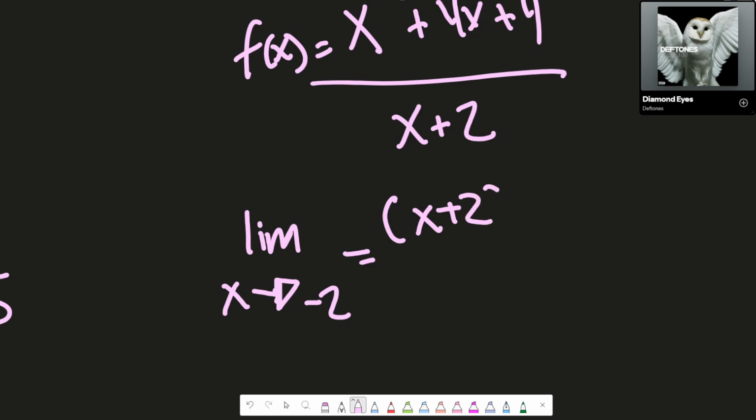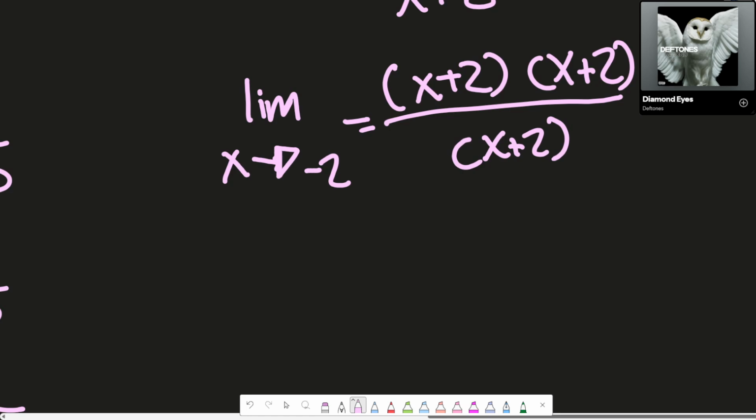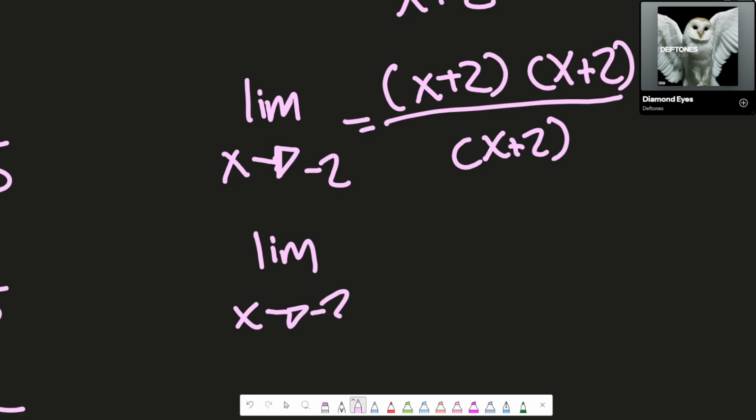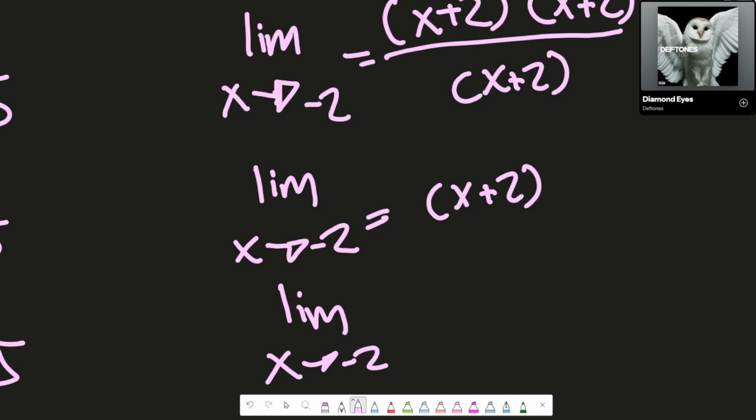And we do end up getting x plus 2 and x plus 2 at the top and x plus 2 in the bottom. This allows us to factor, and we're able to find a simplified equation, which is x plus 2. And the reason we ignore the hole in this situation is that it's all conceptual. It does not matter that it's undefined. We're simply finding what it would approach if it were to even exist.